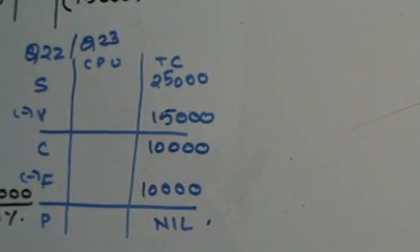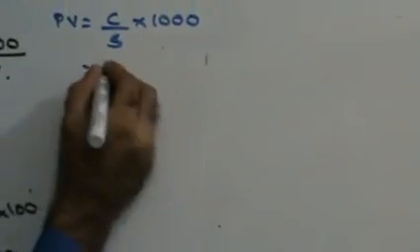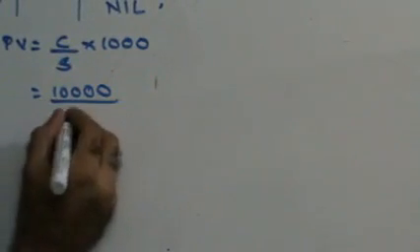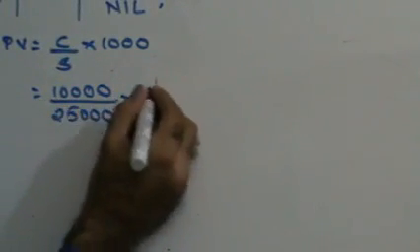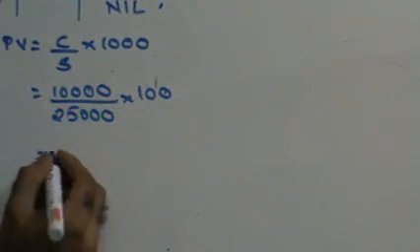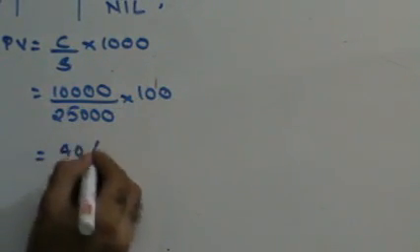Right, let's see the 23rd. Find out the PV. PV is C upon S into 100. That's 10,000 divided by 25,000 into 100. So this is going to be 40%. So PV is going to be 40%. That finishes the 22nd and the 23rd sum. Next, let's see question number 24.